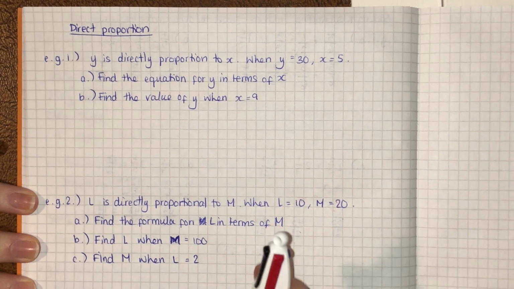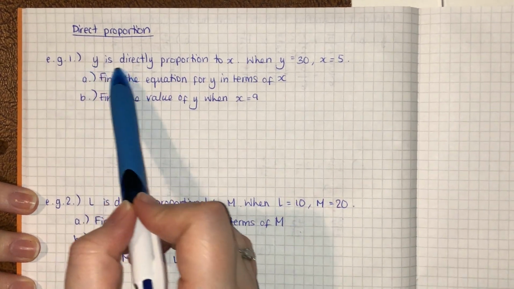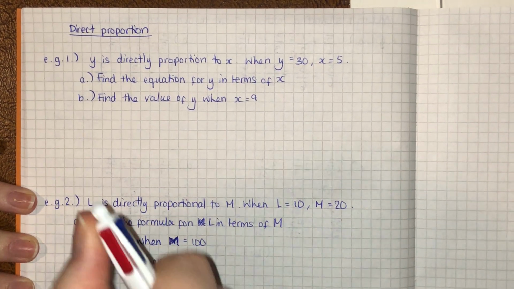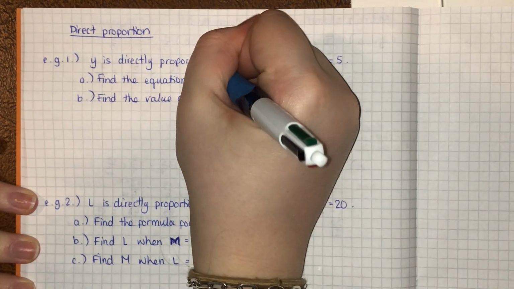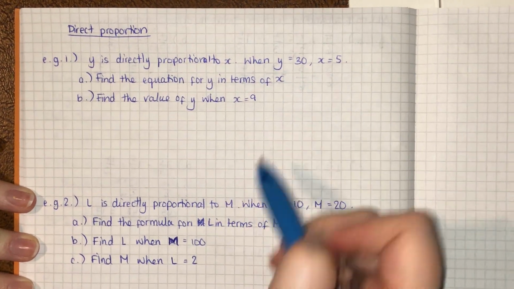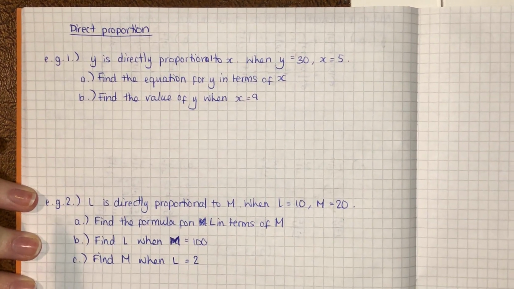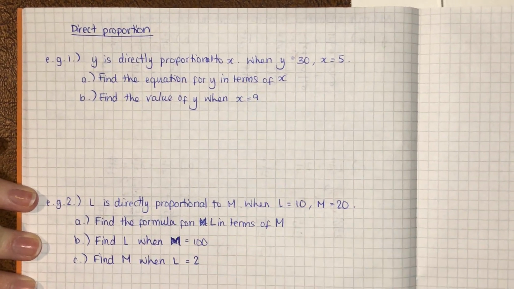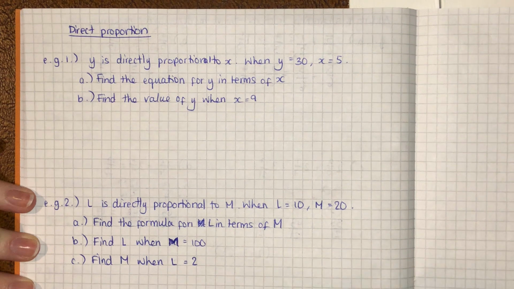So direct proportion. So in the question, y is directly proportional to x. Okay, we're given this detail here: when y is equal to 30, x is equal to 5. Part A is that we need to find the equation for y in terms of x.